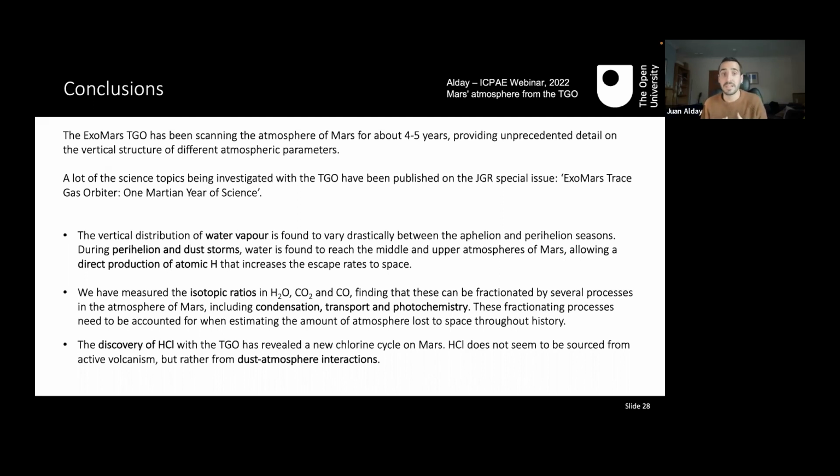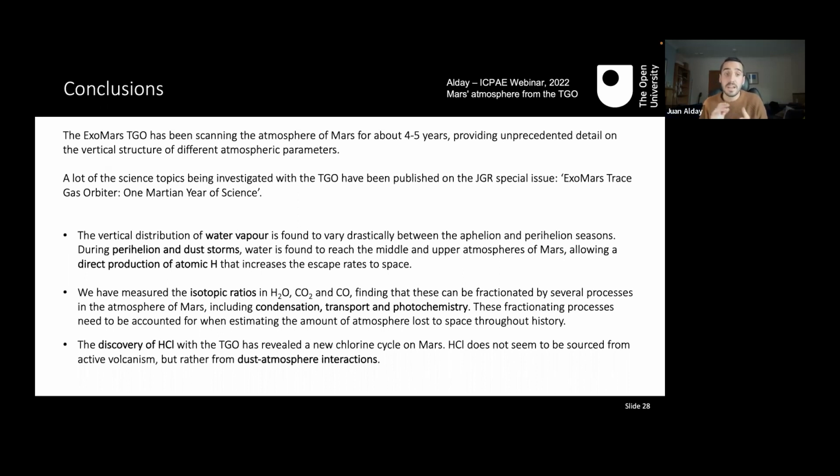Then about the 3 topics that I introduced today, well, about water vapor, the take-home message is that we find drastic variations between the perihelion and aphelion seasons. And in particular, during perihelion and during dust storms, what we see is that water vapor can reach the middle and upper atmospheres of Mars, allowing a direct production of atomic hydrogen that potentially increases the escape rates of water to space. In terms of the isotopic ratios, we are monitoring the isotopes in different species, and we are seeing that indeed these isotopic ratios vary and are altered because of different atmospheric processes such as condensation, transport, and photochemistry. And it is important to take into account these processes if we want to make accurate estimations of the long-term evolution of the Martian atmosphere.